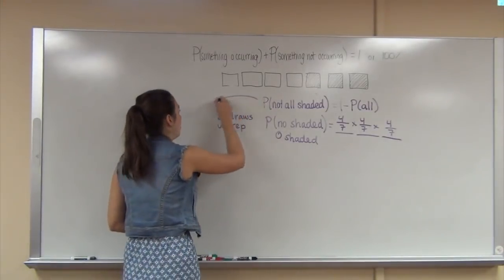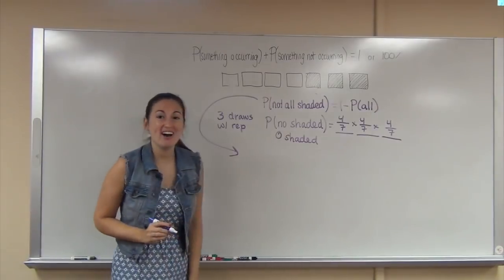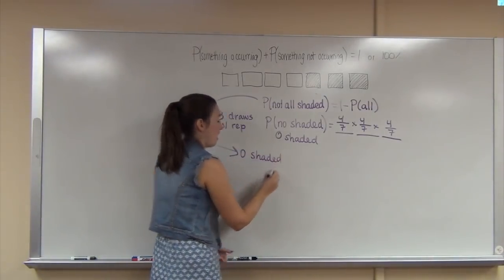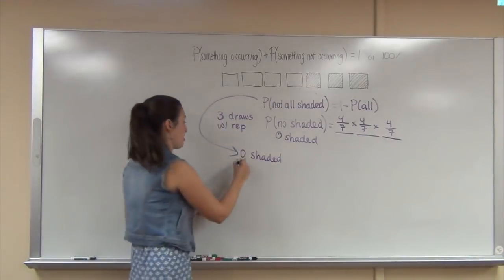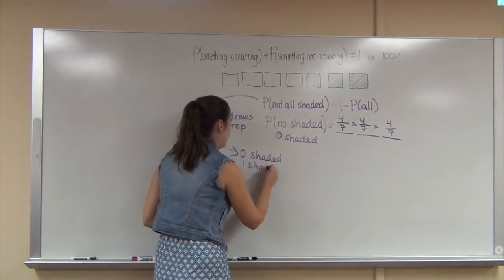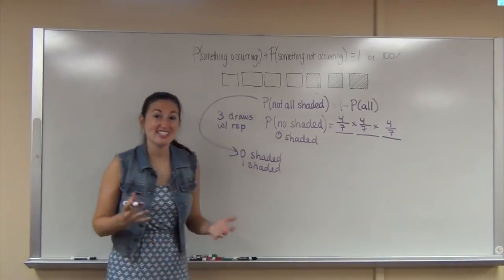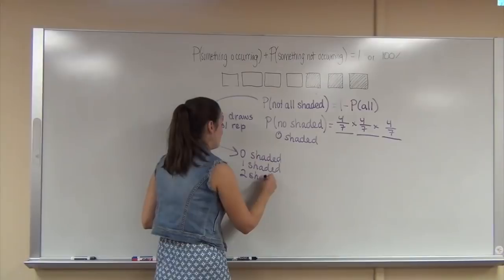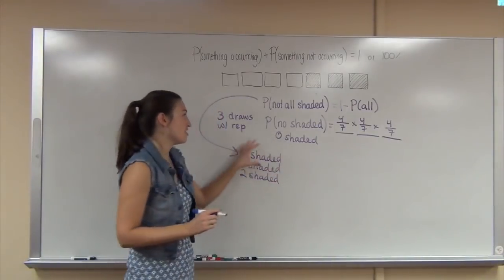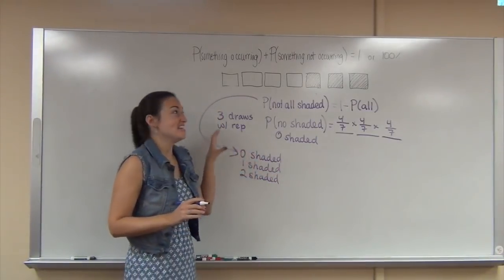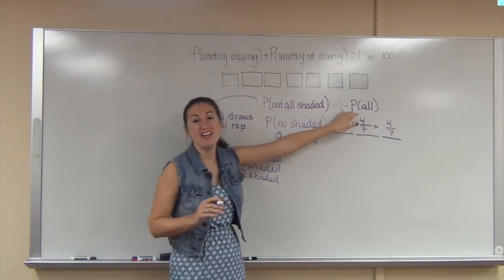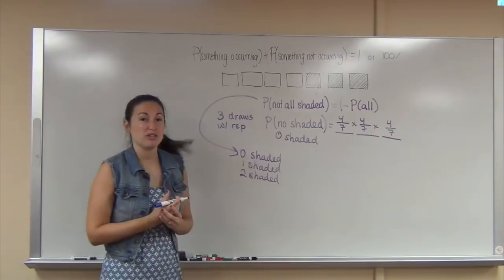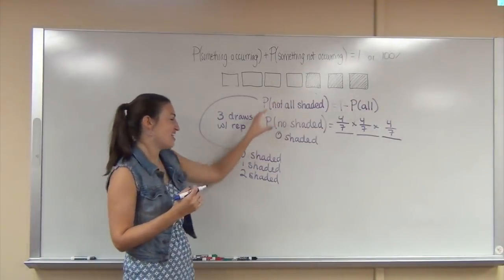But with not all, we said before, that means sure we could get 0 shaded, right? I'm drawing 3 times. Or getting 1 shaded ticket is technically not all. And same with even getting 2 shaded tickets. That's not all. The only thing that isn't encompassed in not all is all. Hence why we look at that when we're finding the probability. We look at the complement. So none and not all are different.